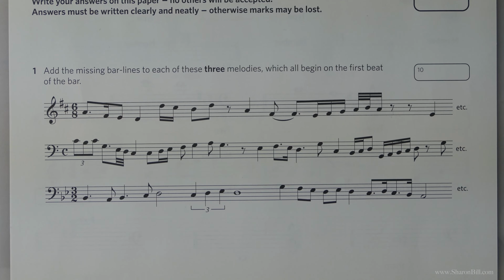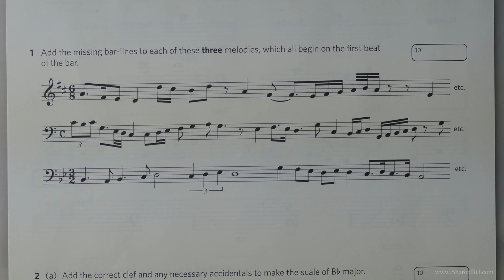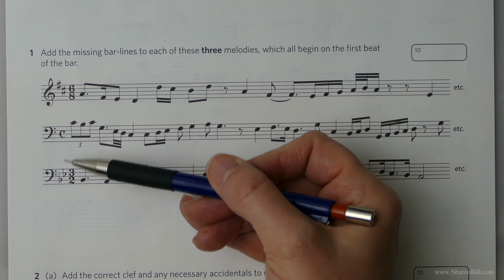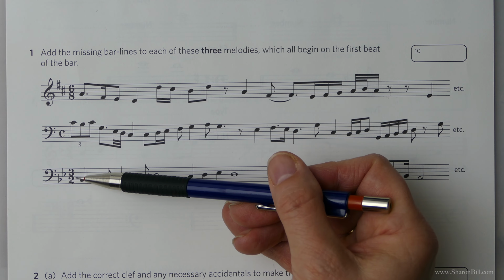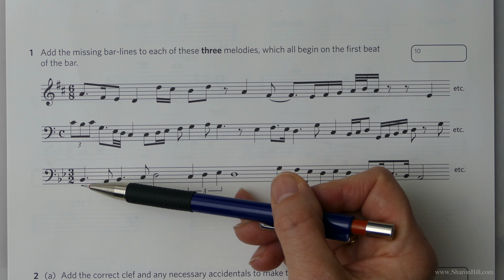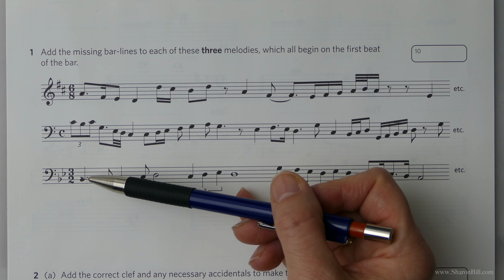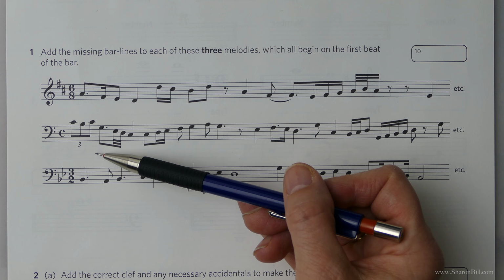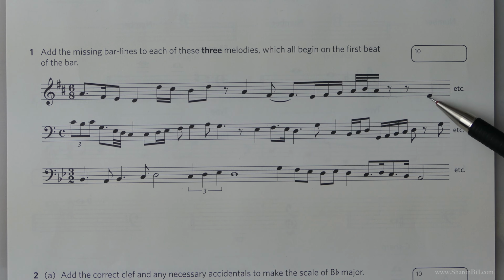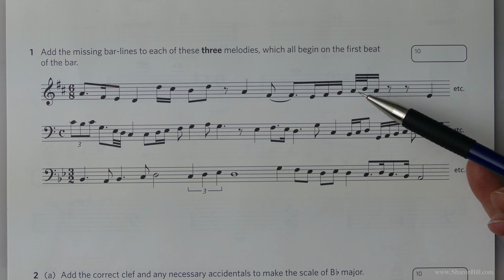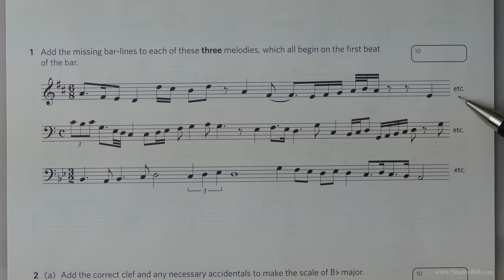So question 1 asks us to add missing bar lines to these 3 melodies. There are 3 separate melodies with 3 separate time signatures, so it's not a continuation, so just be careful there. So we're going to add some bar lines. They begin on the first beat of the bar, but they won't necessarily have a complete bar at the end, so you can't work backwards if you get stuck. So this etc. tells us it's an incomplete bar at the end. So we've just got a little bit of maths work to do, so let's take it steady.